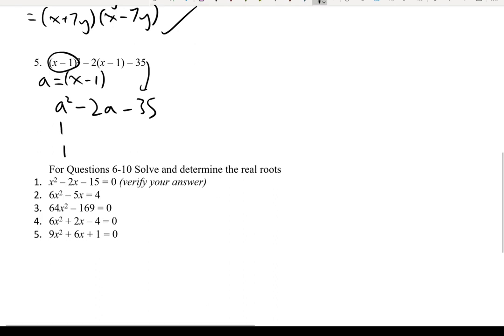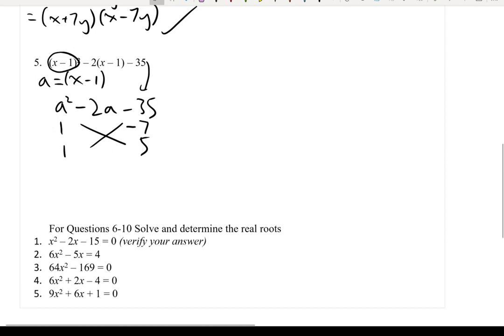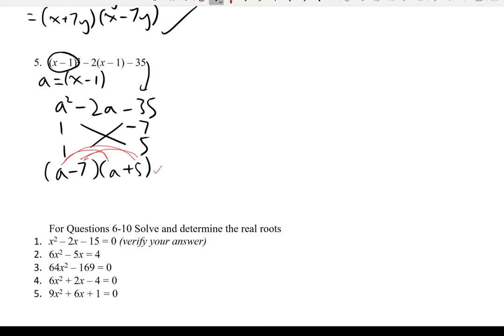This is 1, 1. This is 35. It's going to be 7 times 5. So I have 7, 5 here. I need to get minus 2 in the end. So it's going to be negative 7 plus 5. I need more space. And then all I have to do is write it out. A minus 7 and then a plus 5. Let me double check to see if I've done it correctly. So that will be a squared plus 5a minus 7a, which is minus 2a, and then minus 35, so that's correct. And then lastly, we have to substitute x minus 1 back into a.